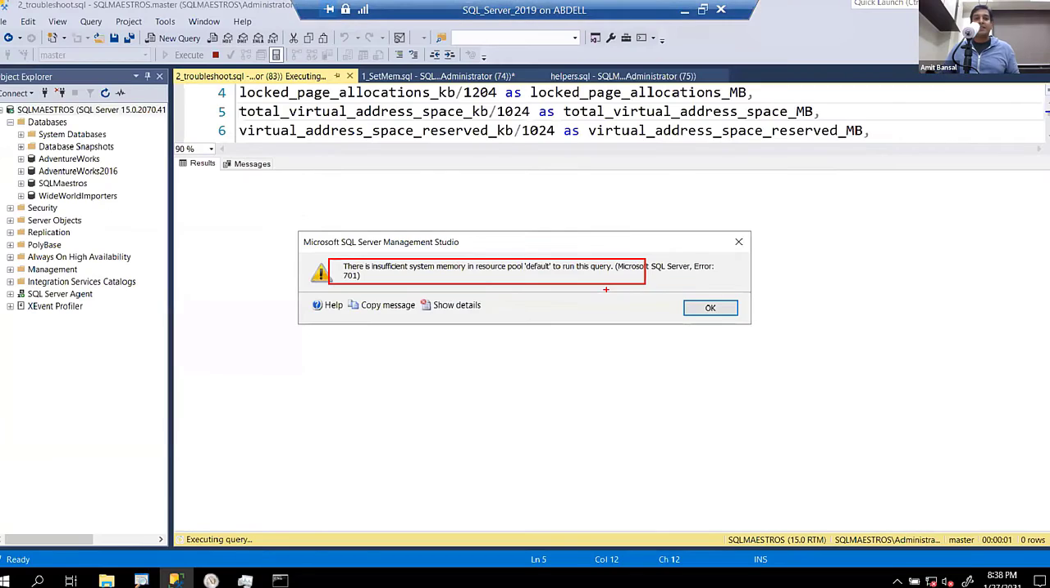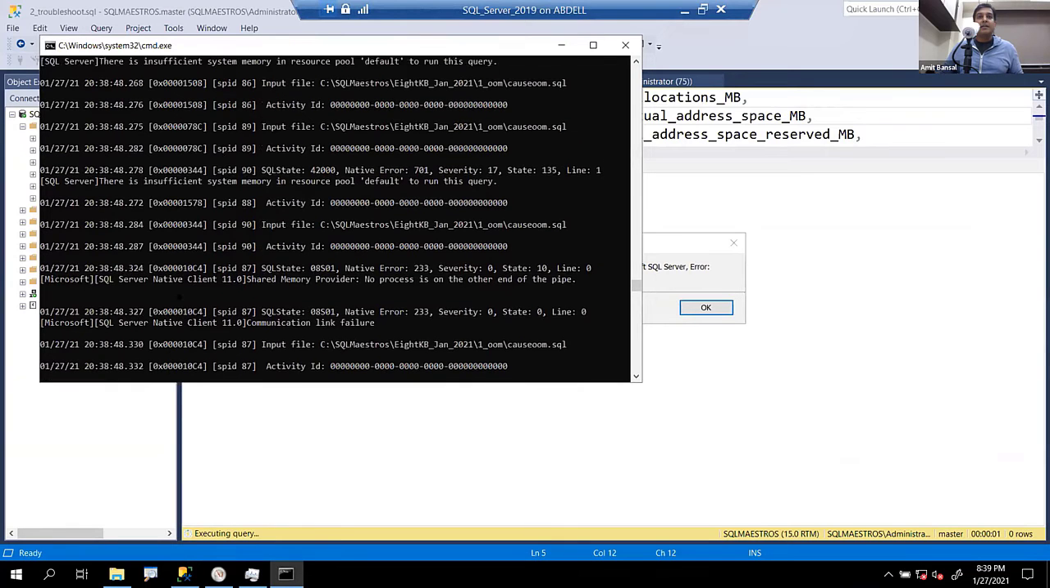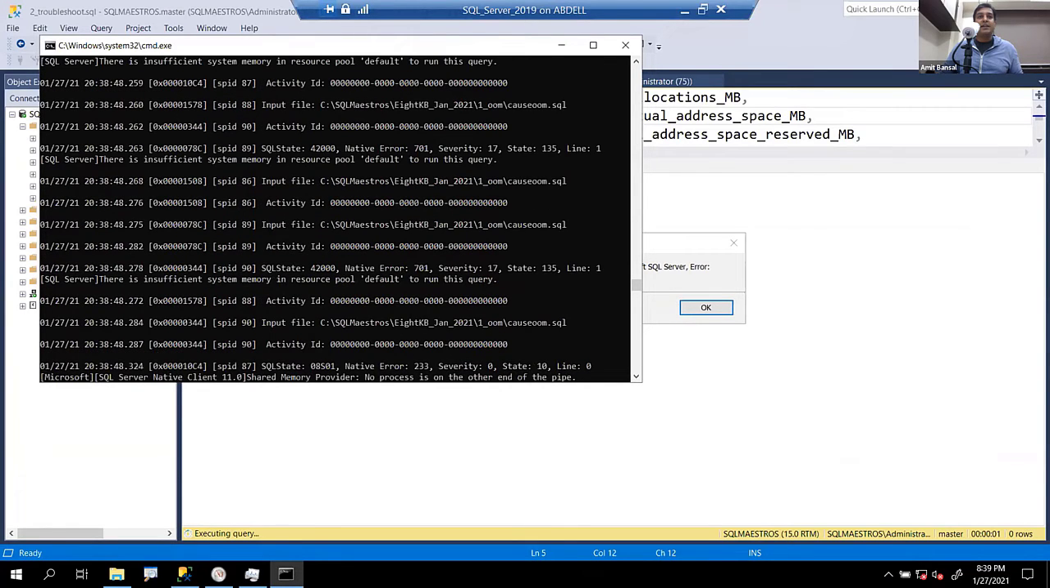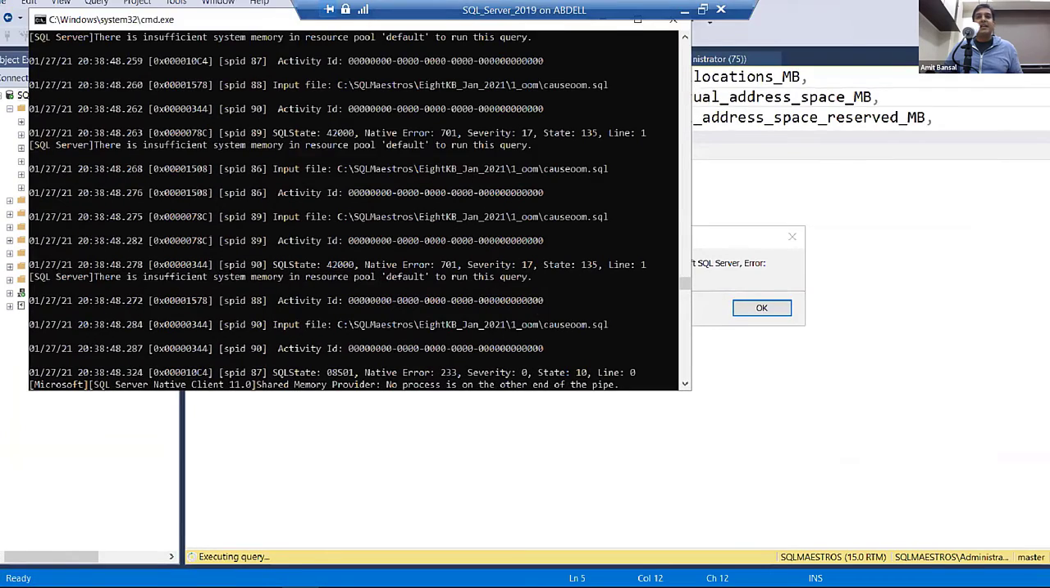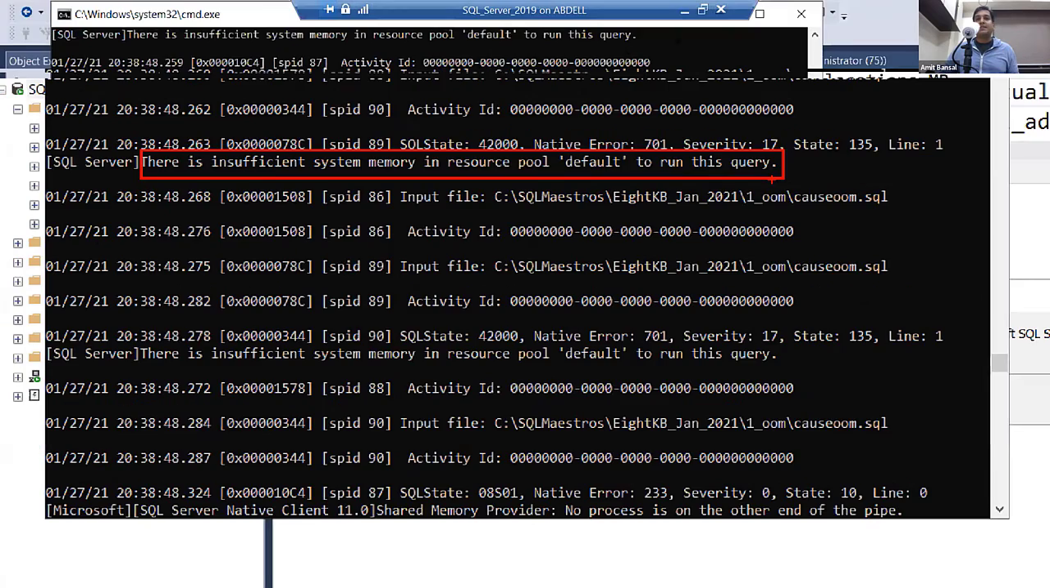Well, this is fine. Let's go and look at what's happening here. And right here, you can see OOM errors, and you can see there is insufficient system memory in resource pool default to run this query. So what exactly happened was that we set the max memory to 700 MB, and the batch file was actually opening up cursors, but it wasn't closing them. So there were a lot of orphan cursors at one point crossing 700 MB, and then it hits the OOM exception.